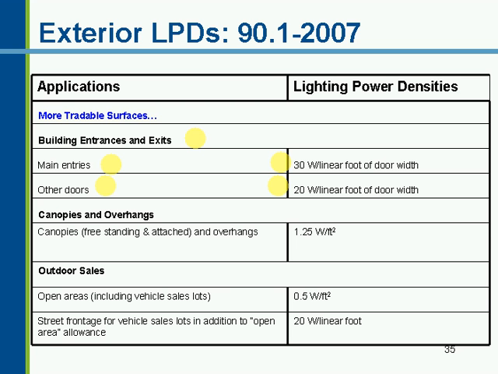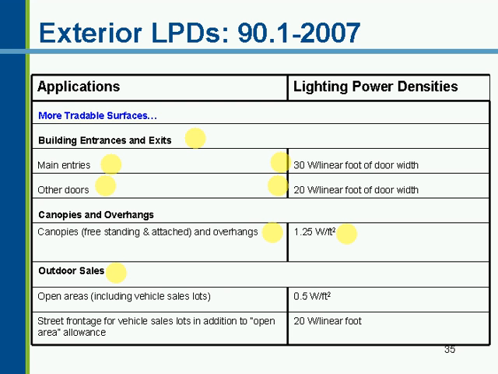Another tradable surface, canopies and overhangs. These can be freestanding or attached to the building. They get 1.25 watts, again, per square foot, so you calculate the square footage of the canopy itself, or at least the square footage of the area that it's covering.